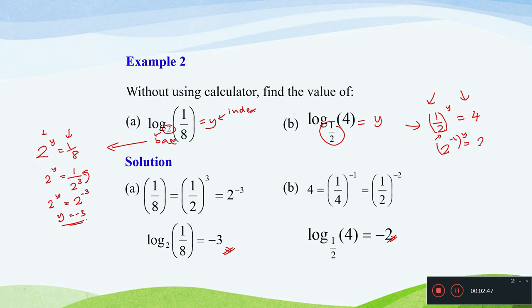4 will be changed to 2 to the power of 2. Remember, from the rule of indices, you can multiply this. So this is 2 to the power of negative y. And then, since we have the same base on both the left and right sides, we can just compare the power or index. So the answer is negative 2.